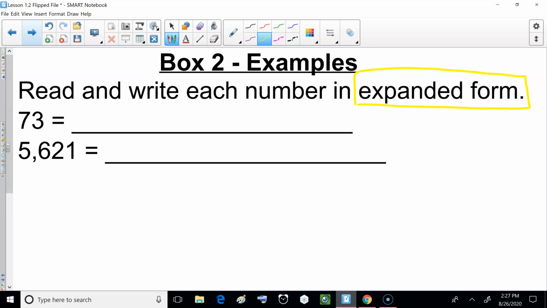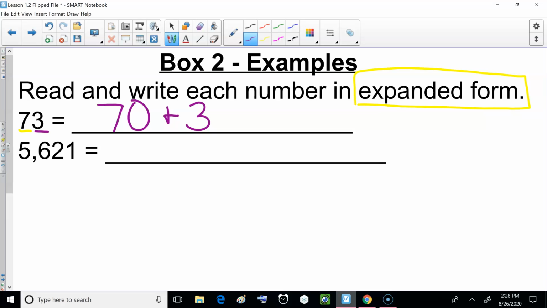So with that, what is 73 in expanded form? Well, it's each place value written separately but added together. My 7 is in my tens place value, so that means I would have 7 tens or 70, plus my 3 is in the ones place value, so I have 70 plus 3.